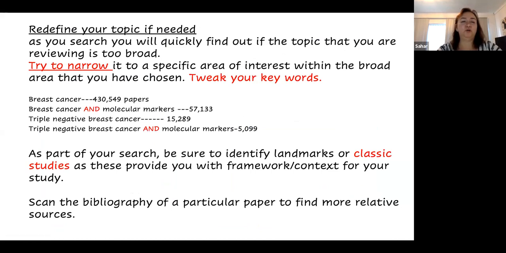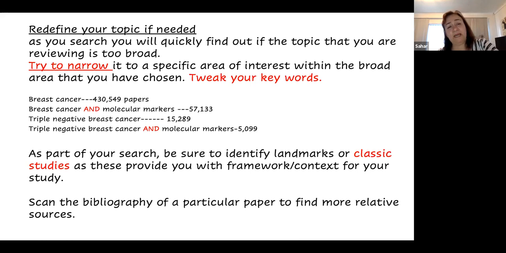Sometimes you need to redefine your topic, and what does that mean? Suppose now we're searching for a topic. If you write breast cancer, this is very non-specific. The search engine will come up with 430,000 papers. It's not possible to read 430,000 papers. So you try to decrease the number of papers, or make your search more specific.